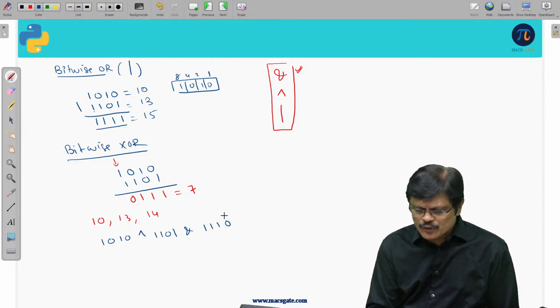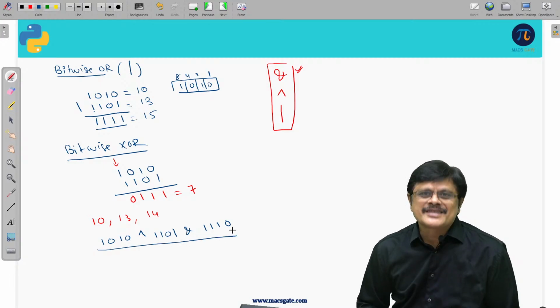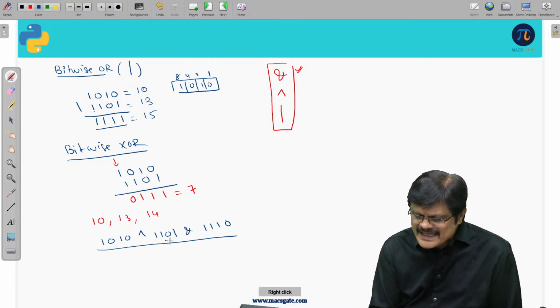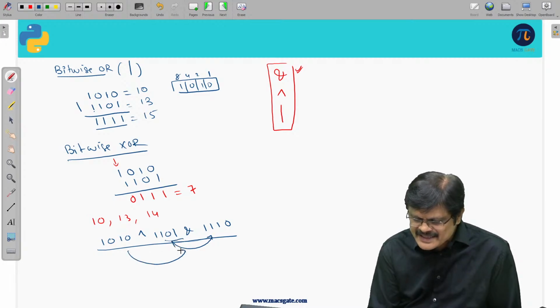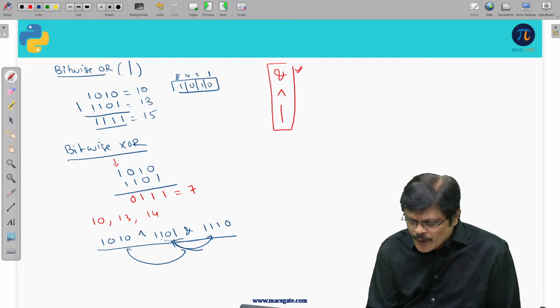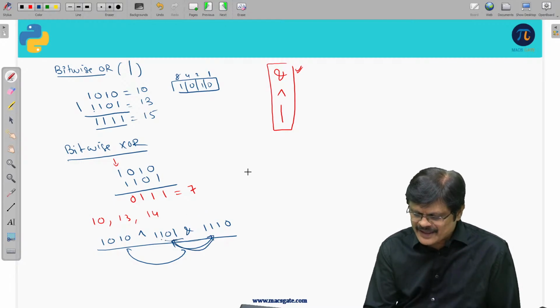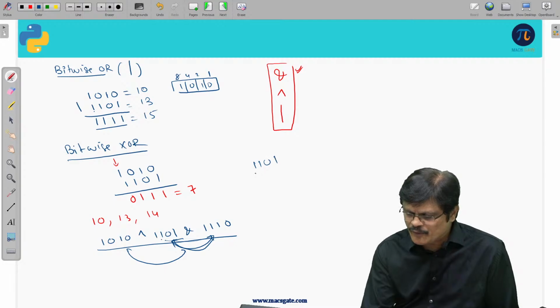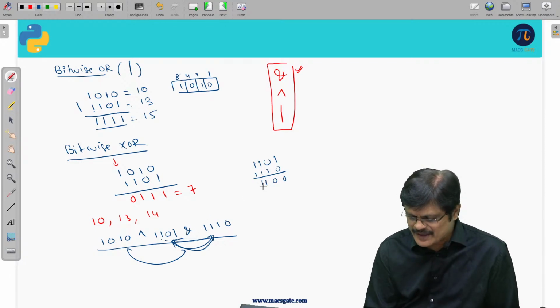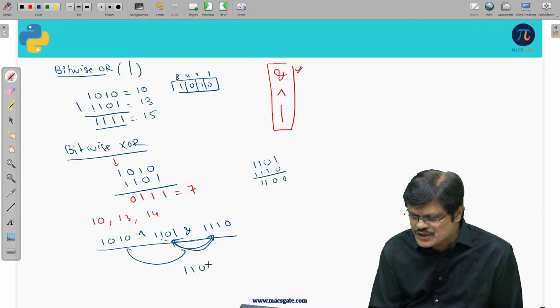So now I want to see what is the result. Here AND is having higher precedence. So first this will happen, and finally this operation will happen. That is, first the bitwise AND operation between these two numbers, 1 1 0 1 and 1 1 1 0, will happen. What is the result? AND operation of 1 and 1 gives 1, so the result here is 1 1 0 0.